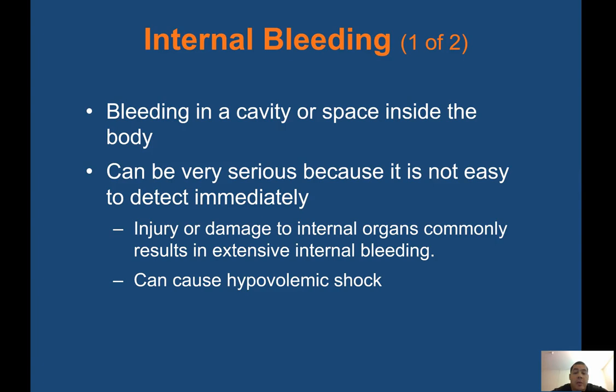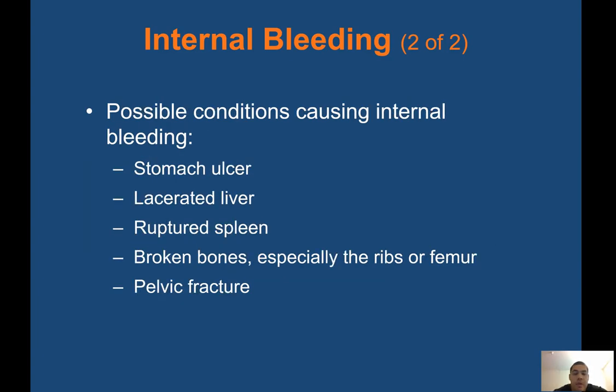So internal bleeding. Bleeding in a cavity or space inside the body can be very serious because it is not easy to detect immediately. Injury or damage to internal organs commonly results in extensive internal bleeding. It can cause hypovolemic shock. Possible conditions causing internal bleeding: stomach ulcer, lacerated liver, ruptured spleen, broken bones, especially in the ribs or femur, and pelvic fracture.